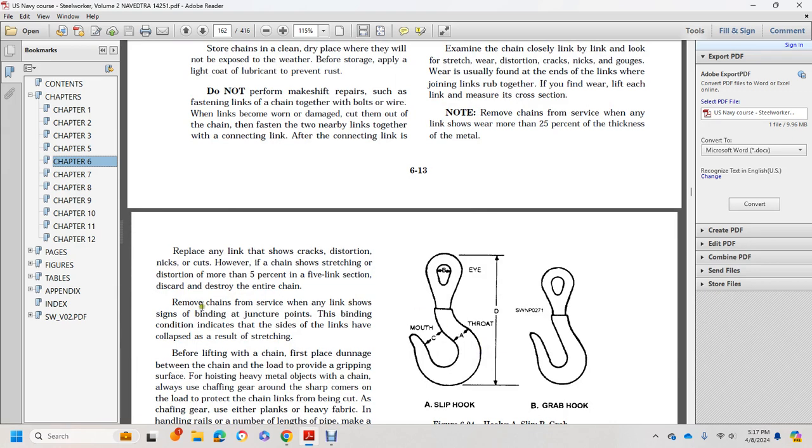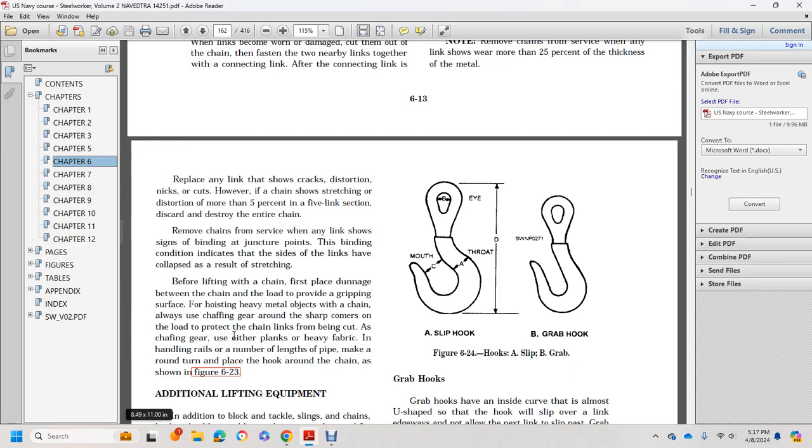Remove the chain and observe any of the links for signs of bending, binding at junction points, or other conditions that indicate the sides of the links have collapsed as a result of the chain scratching. Before lifting a chain, first place a dunnage patch between the chain and the load to provide a gripping strip for hoisting a heavy metal object with a chain.